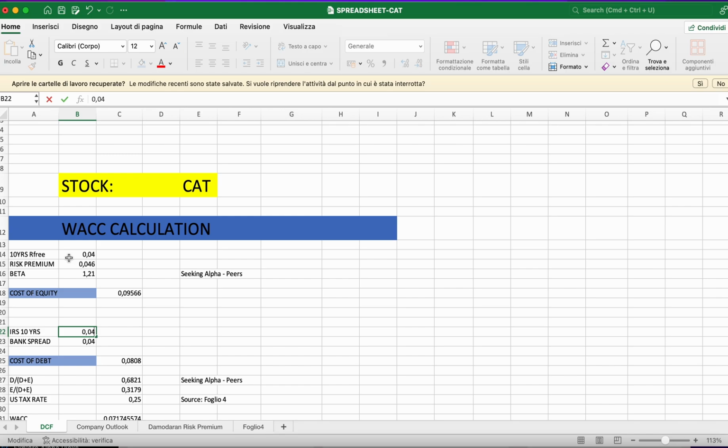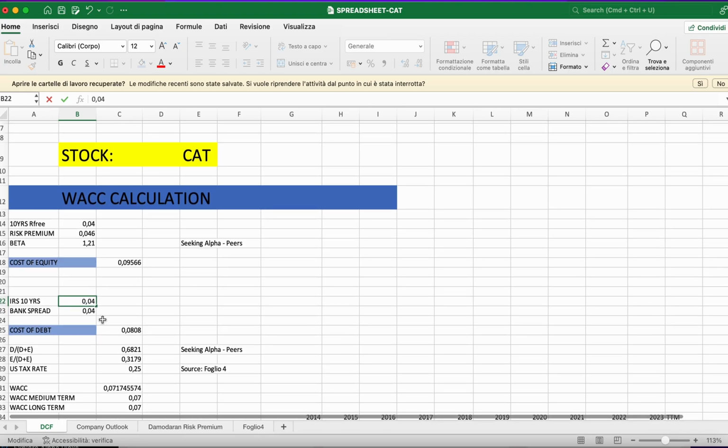Next, we try to estimate the cost of debt. Over here, I kept it quite high because Caterpillar has a pretty high debt to capital ratio. That is not necessarily a bad thing because it can be used to decrease the cost of capital, but it can drag your results in case of an unexpected downturn.